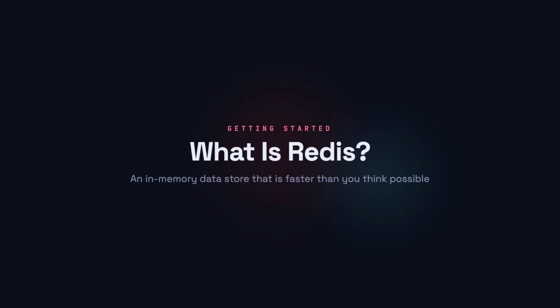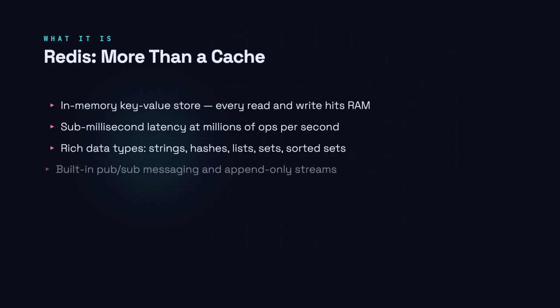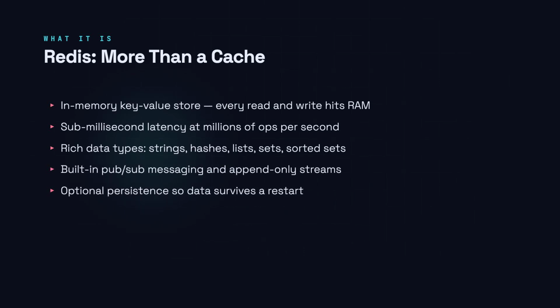Welcome. By the end of this video, you will know what Redis is, how it works under the hood, and exactly what to look for when you review code that uses it. Redis is an in-memory key-value store, which means your data lives in RAM rather than on disk. That makes it blindingly fast, but it is also far more than a simple cache.